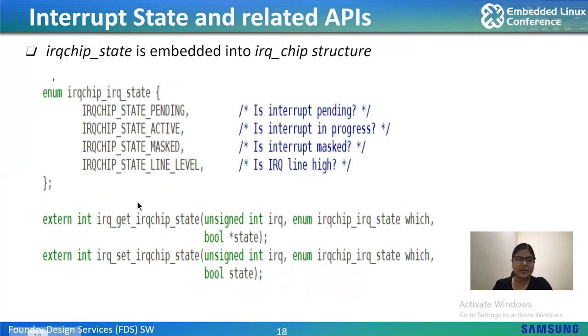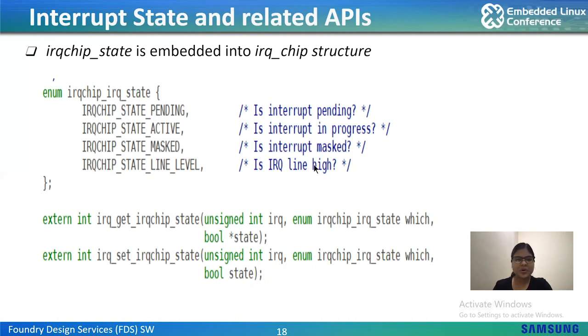So we can set or get the status of an interrupt using the given functions, which are part of the irq_chip structure. irq_get_irqchip_state returns the current state of the interrupt, while using the irq_set_irqchip_state function, we can set the current status of the interrupt. And these are the states: IRQ pending, IRQ active, IRQ masked, IRQ line level high.